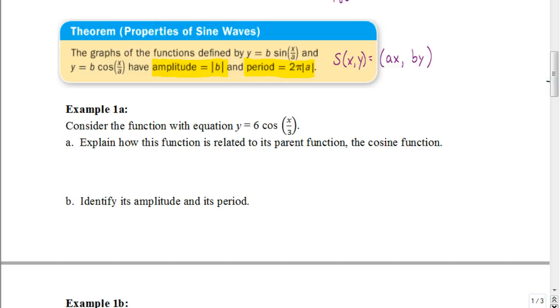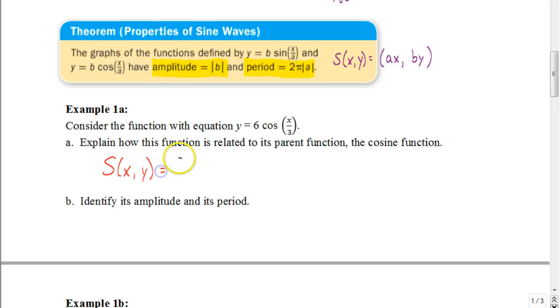So how can we apply that? Let's look at this equation. Here we have y equals 6 times the cosine of x divided by 3. And they're asking us how this function is related to the parent function, which would be the cosine function in this case. Well, we want to come up with a scale change for that, even if they didn't ask us. You just want to be in the habit of always looking for the scale change, because that's going to tell us a lot of useful information.